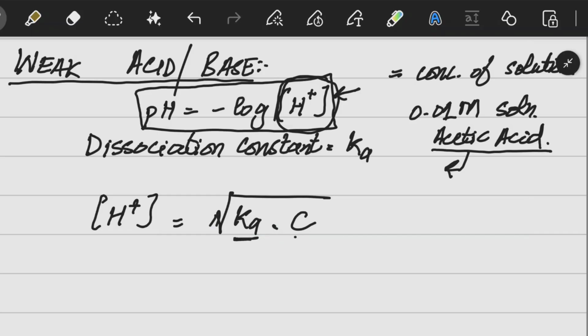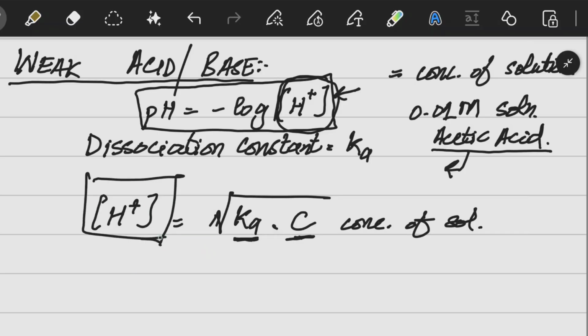Now Ka we know is the dissociation constant and C is the concentration of the solution. So you need to know what the Ka is, which is a specific property of every weak acid. You add that, and then you have the concentration. You take the square root and you get the hydrogen ion concentration. Once you get that, you put this value into the core formula of pH, which is the negative log of hydrogen ions, and you get the pH.